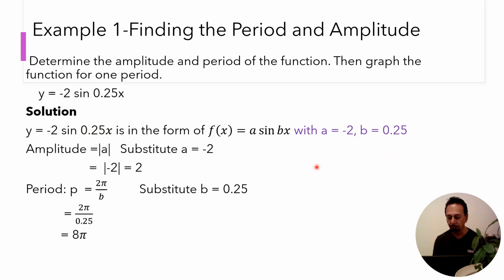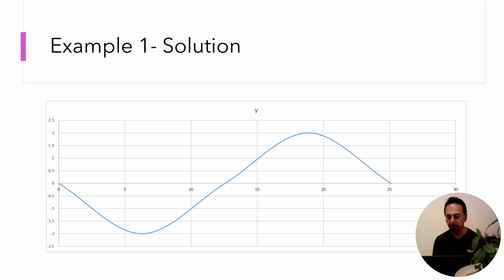Amplitude is the absolute value of a, so the absolute value of negative 2 is 2. So the amplitude is 2. Period is 2 pi over b, that's the formula, and b is 0.25. So we substitute, and we get 2 pi over 0.25, and on the calculator it becomes 8 pi. So this sine has a period of 8 pi. So here is a graph.